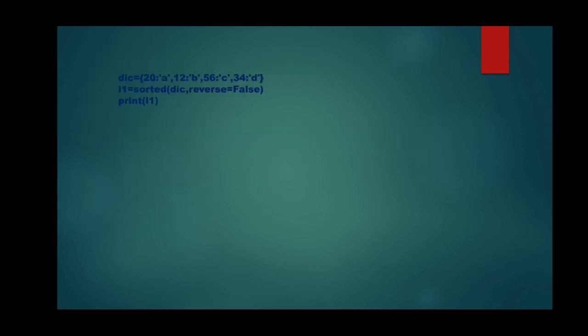Another example. I have taken the same dictionary, but in this I have written the argument reverse is equal to false. What I have written is the default value. The default value of reverse is false, so it will provide you the same answer. So if you write reverse is equal to false or you do not write reverse, it's one and the same thing. Now in the next I have written reverse is equal to true. So now what is it going to do? It is going to sort the keys of the dictionary in descending order. See, the dictionary keys are sorted in descending order.